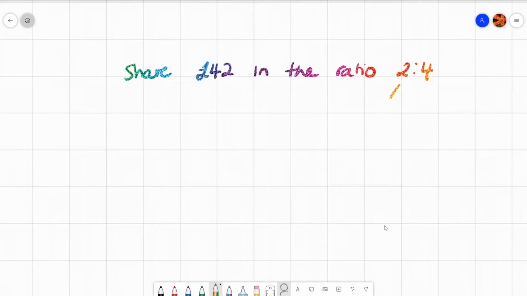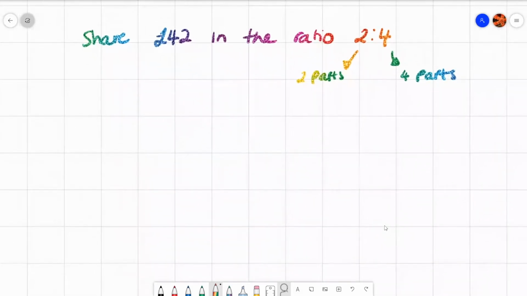So that means 2 parts. And that means 4 parts. Okay, it's just a different way of writing this. So rather than saying somebody's getting 2 parts of the money, the other person getting 4 parts of the money, we write it as a ratio. Well, there are 2 different ways of doing this. I'm going to show you the bar method first. So share £42 in the ratio 2 to 4.